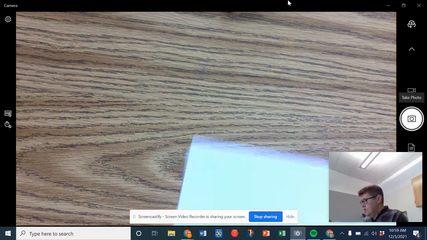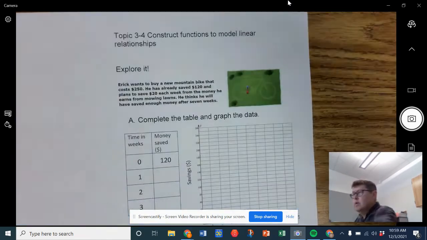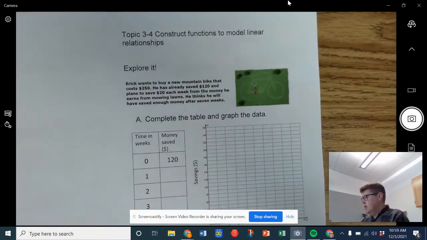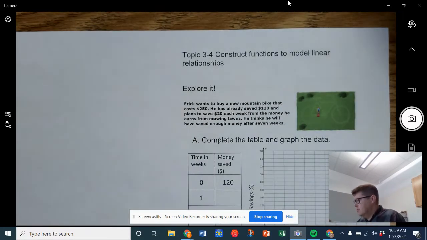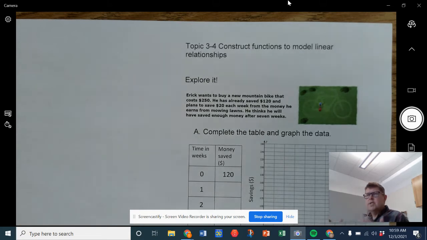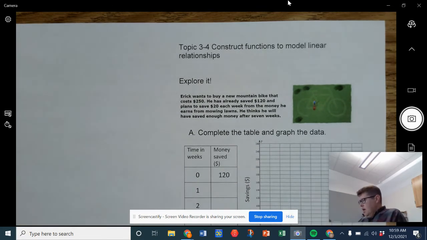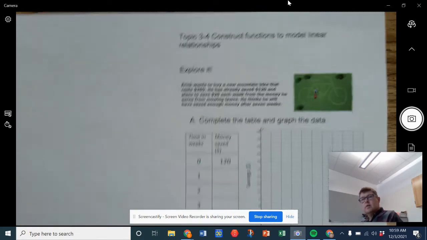Okay, guys, we are just steamrolling through topic 3. We're on step 3-4, where we're constructing functions to model linear relationships. So, kind of word problems, because you model real world situations using this information. So we're going to start it off kind of simple here.